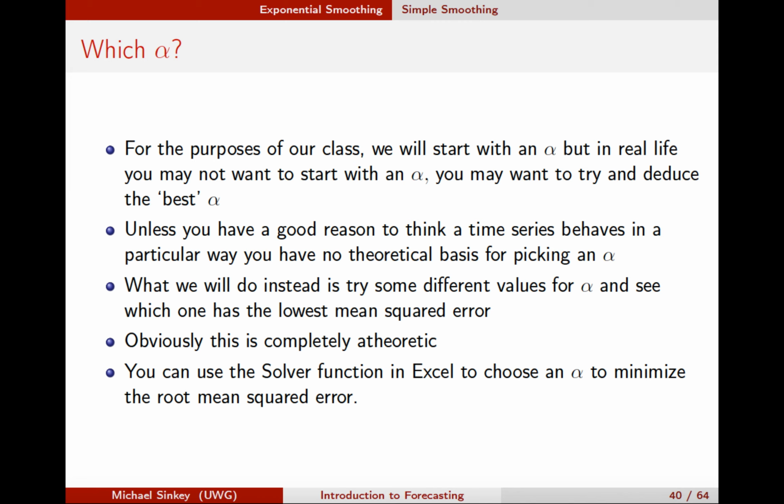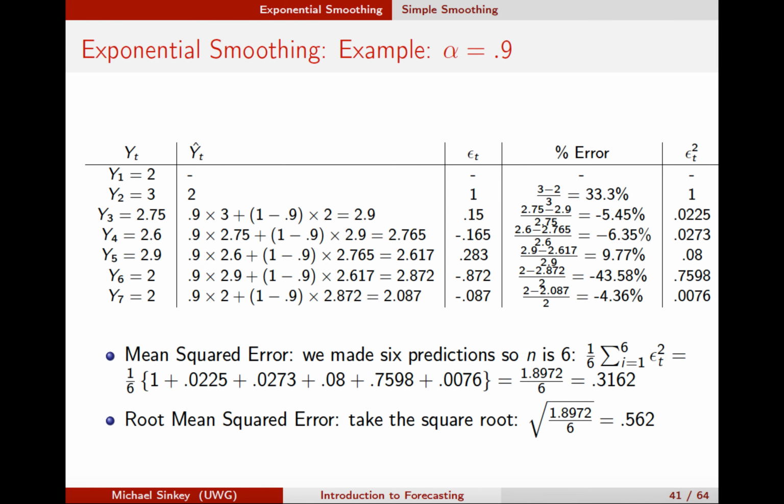What alpha do we select? We'll work on this. So I'll start you off with an alpha in this class, but in real life, you may want to try to find the best alpha. Now, I may not have a theoretical basis for picking an alpha, but what I can do instead is either try some different values for alpha and see which one has the lowest root mean squared error, or I can use the solver function in Excel to explicitly minimize the root mean squared error, and I'll show you how to do that here. Okay, so let's take a look at an example of exponential smoothing.